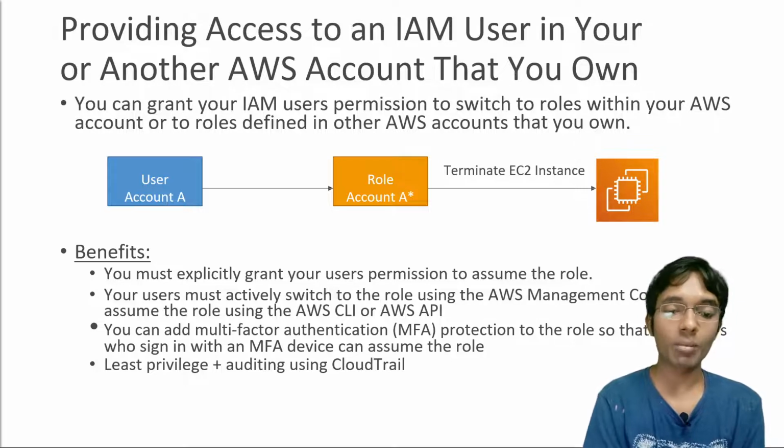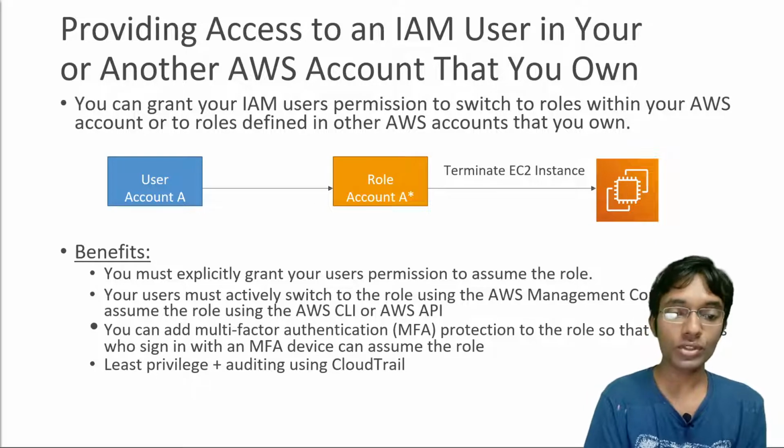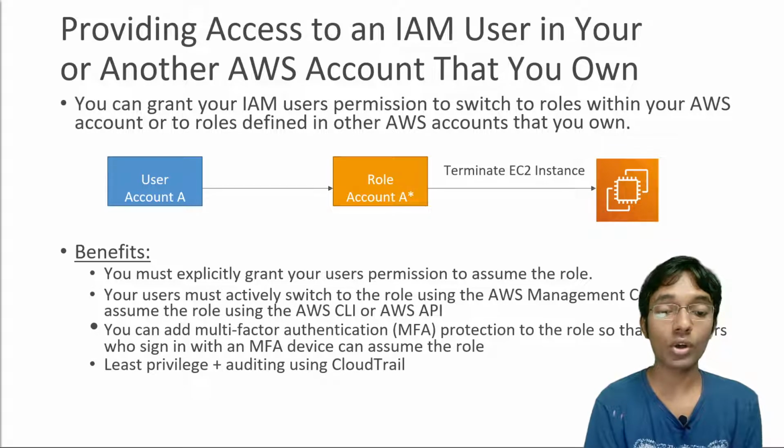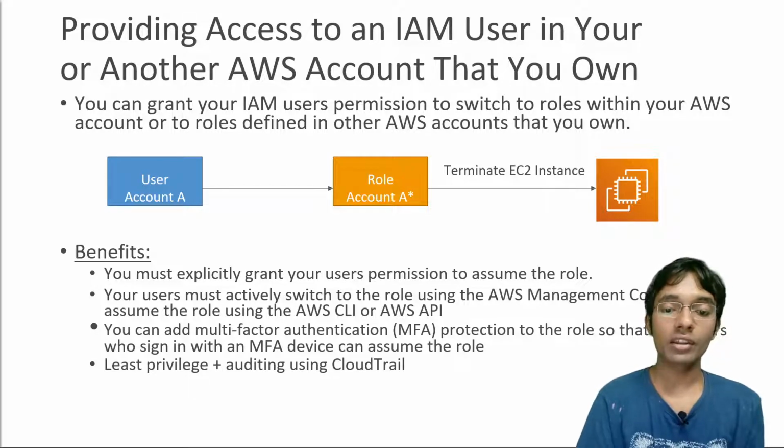We can also add multi-factor authentication protection to the role so that only users who are authenticated using MFA can assume the role. What this gives us as well is least privilege and auditing using CloudTrail. By using this intermediary step to terminate EC2 instances, we have a lot of extra security added to it, and that is a very common pattern in AWS, something that a solutions architect should be thinking about.